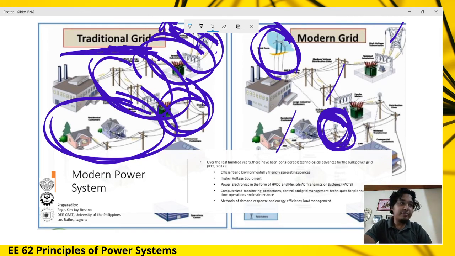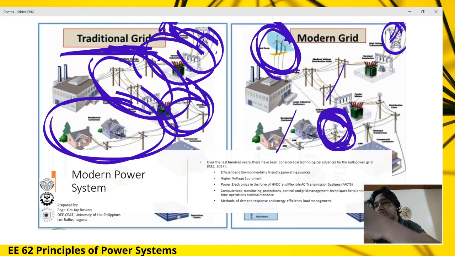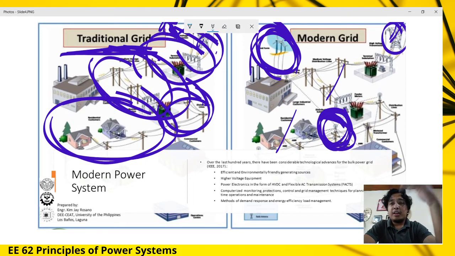We have switch gears. We'll be talking about that later. Of course, aside from yung ating usual generation na pumapasok sa ating transmission grid, we now have the distributed generation, which is yung ating generation na nai-inject through your distribution system. So how does it affect the system? We'll be talking about that later.